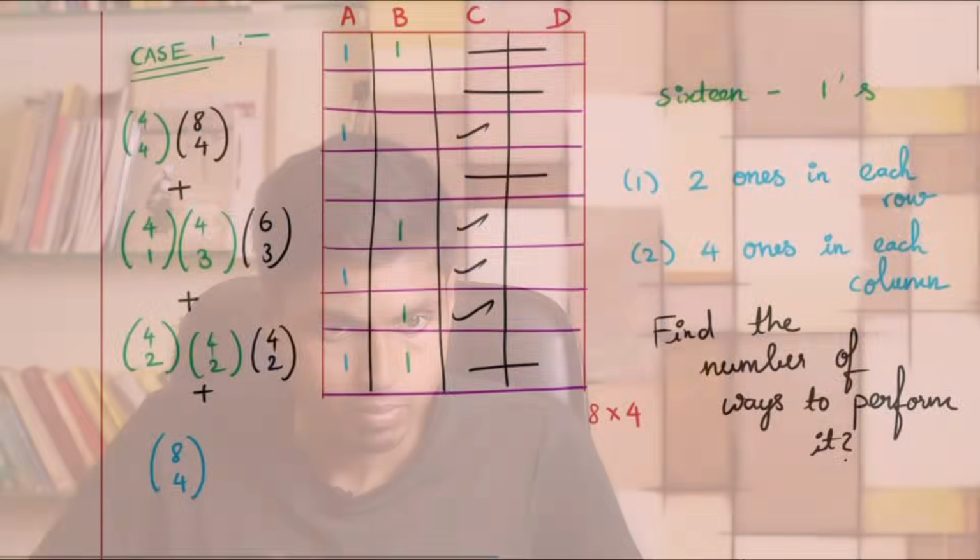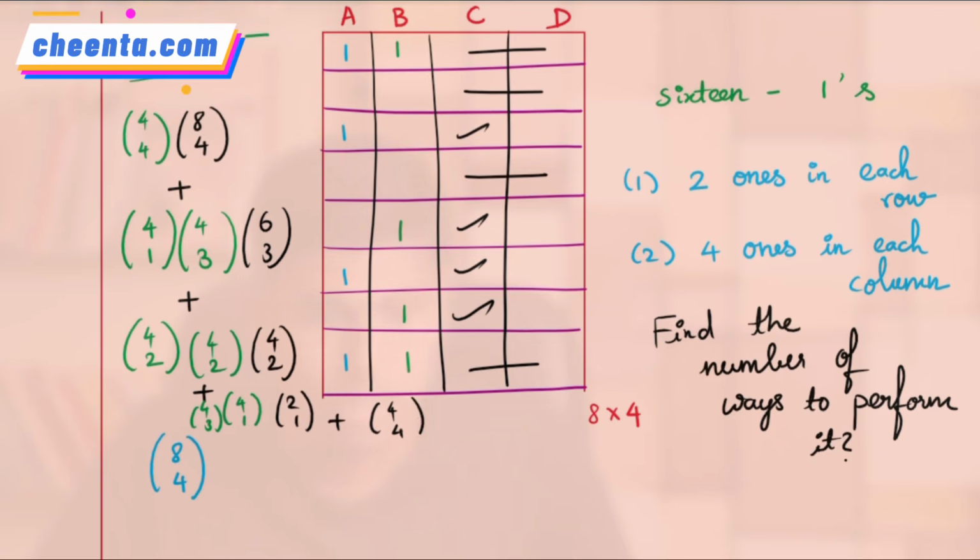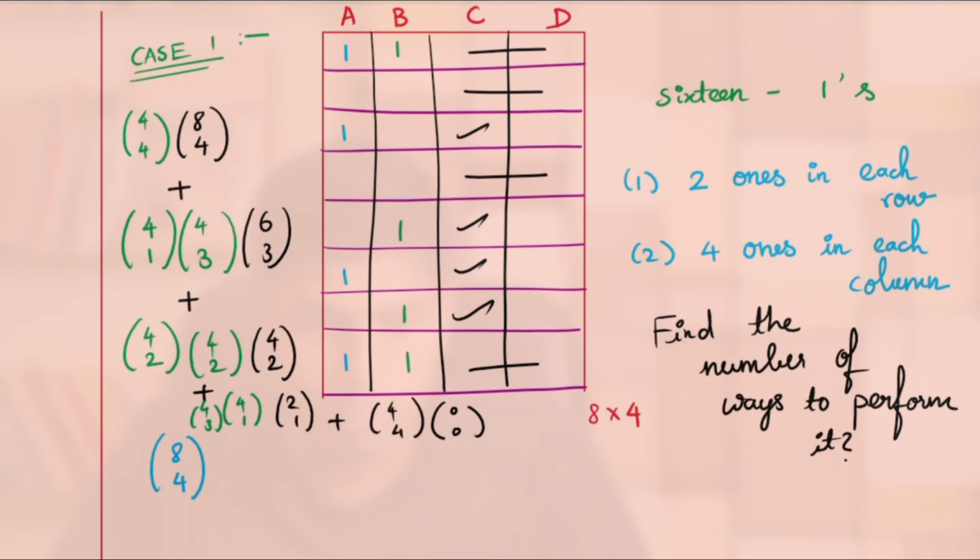Following this case-wise analysis, you get 4 choose 1 times 4 choose 3 times 2 choose 1, plus 4 choose 4 times 0 choose 0, that's like 1. That's when you have all the ones aligned and all the empty cells aligned. That will predetermine both the third and the fourth column. Alright, let's compute these case-wise analyses.